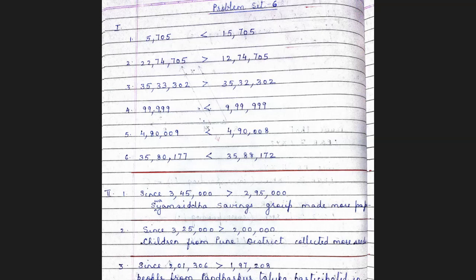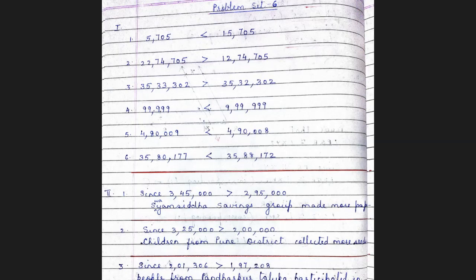Question number 5. 4,80,009, 4,90,008. Both numbers have 6 digits. Now starting from the left hand side, in the lakhs place, 4 for both the numbers. The next number is 8 on the left hand side, 9 on the right. Therefore, 4,80,009 is smaller than 4,90,008.